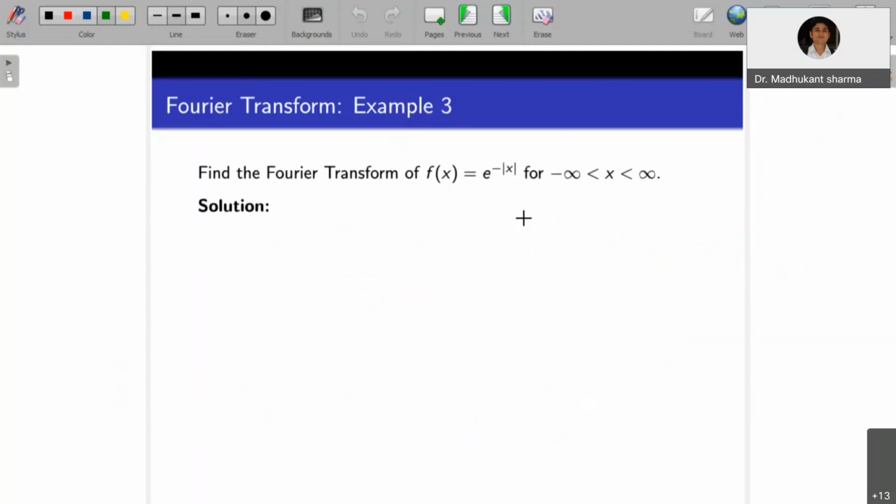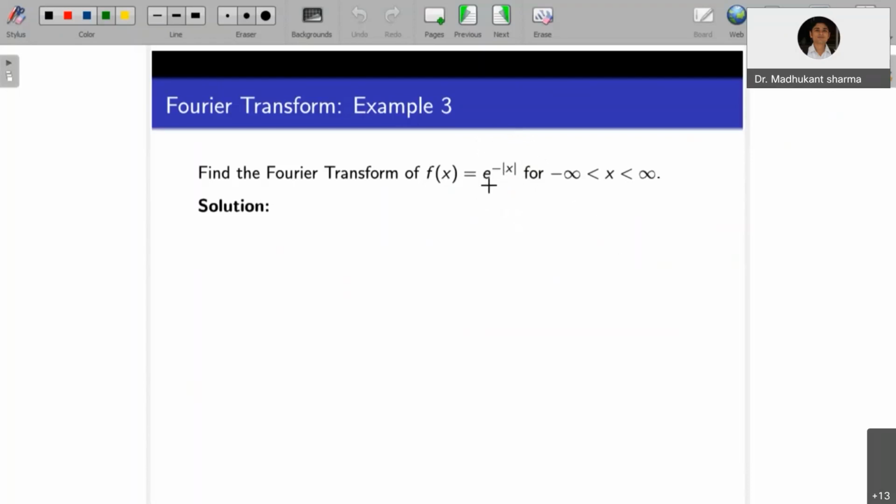So I have discussed this, right? Now, what about this function? Let's take one example. Find the Fourier transform of f of x equals e to the power minus mod x. This function is continuous everywhere except at x equals 0, right? Or not? Okay, it's also continuous at 0. Whenever x tends to 0 plus or x tends to 0 minus, it is tending to the same limit. So it's continuous everywhere. Moreover, this is absolutely integrable. That also you can do.